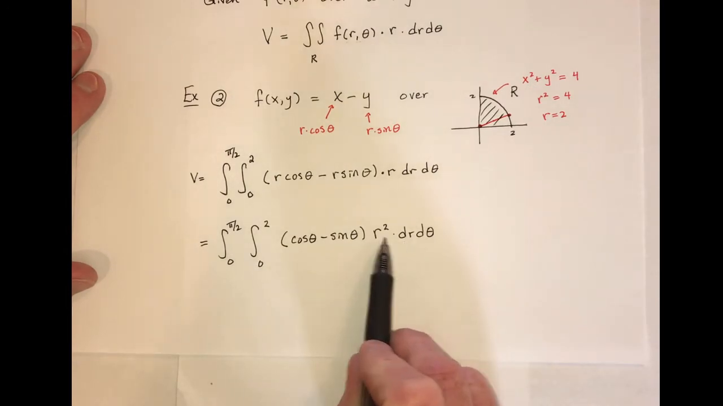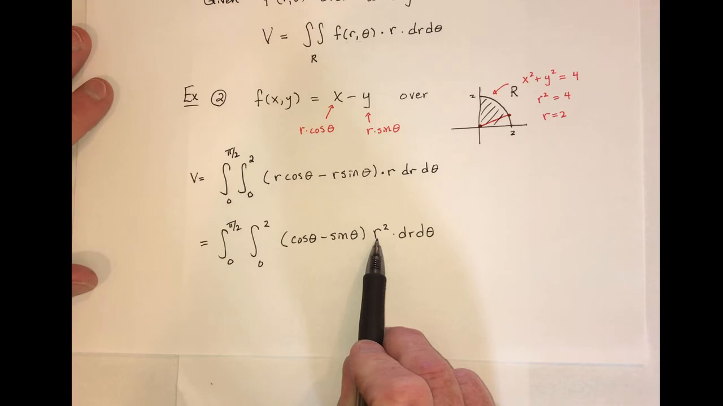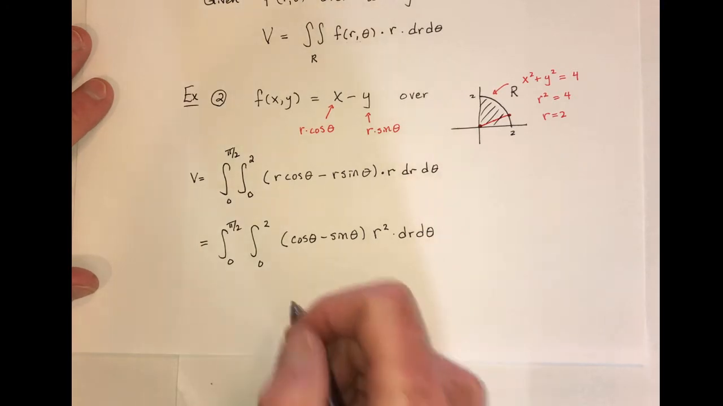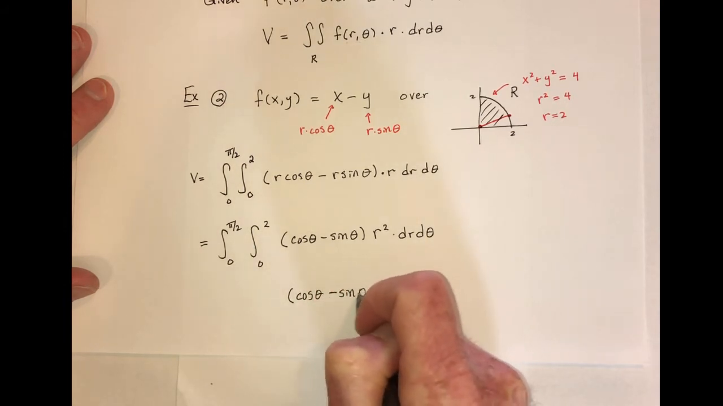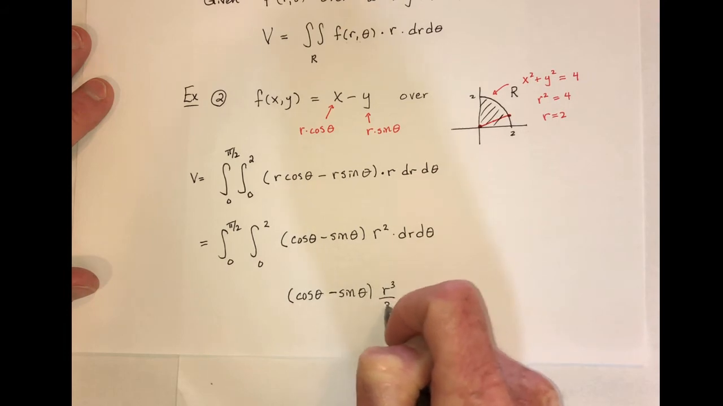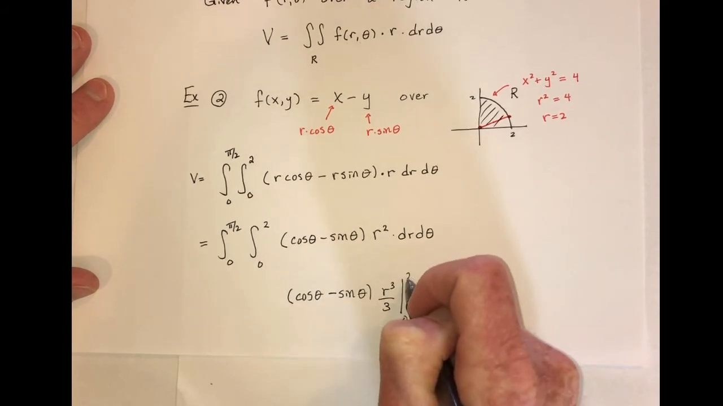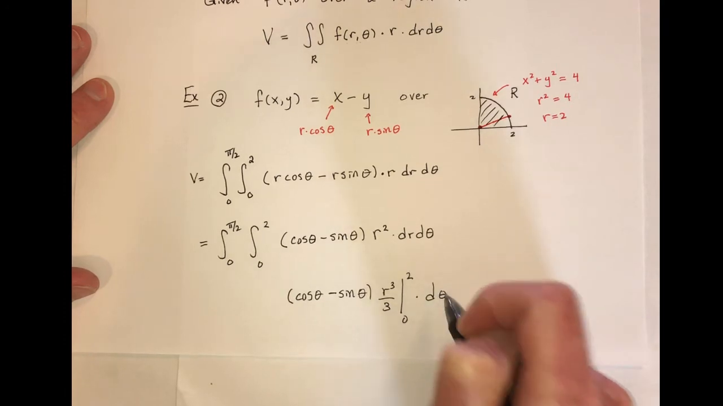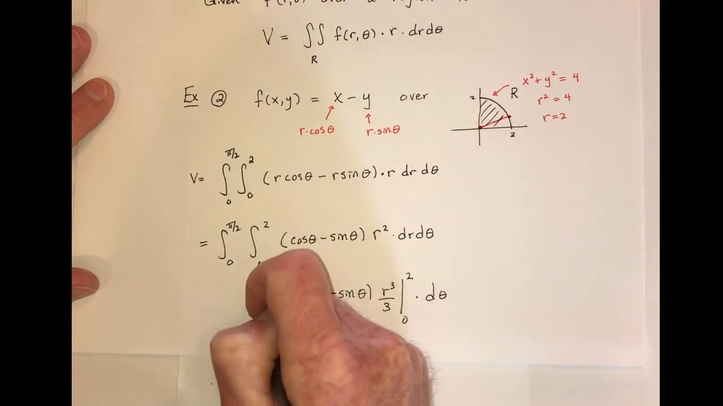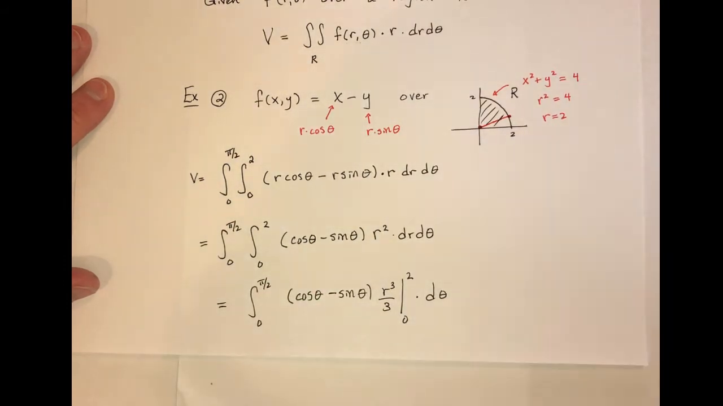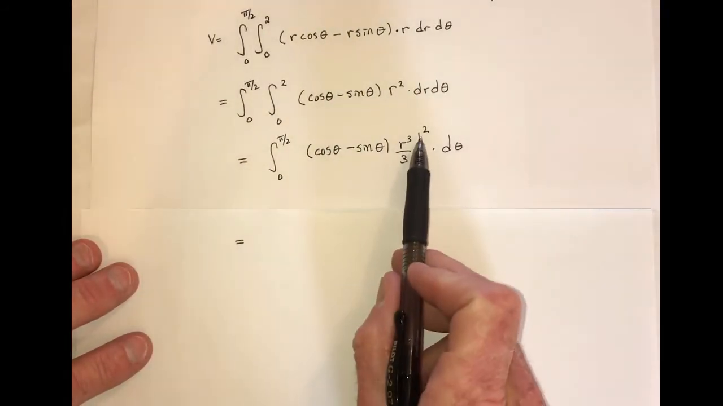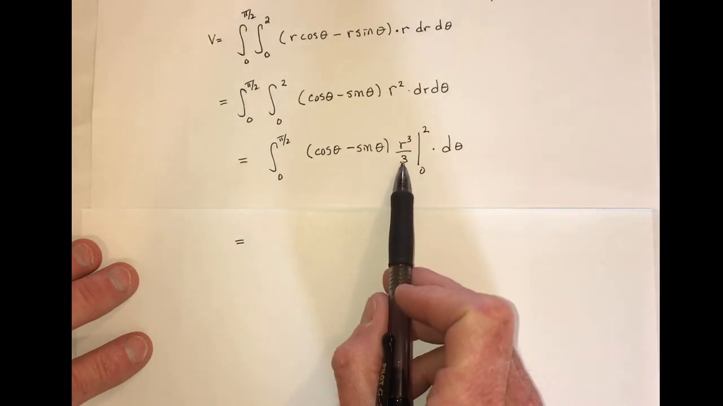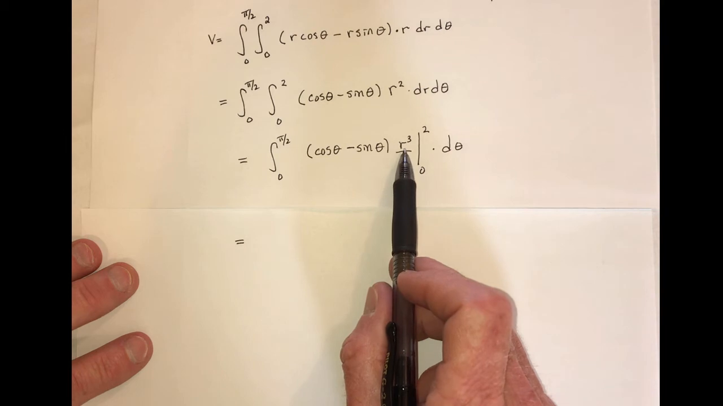Now we're integrating with respect to r, so this part's going to become r cubed over 3. And then r cubed over 3 gets evaluated from 0 to 2. And then later we'll do the d theta. So when you substitute a 2, this is going to be 8/3. And then this will be minus 0. So it just leaves an 8/3.